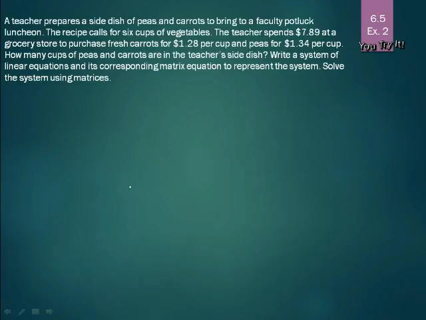Write a system of linear equations and its corresponding matrix equation to represent the system. Solve the system using matrices.